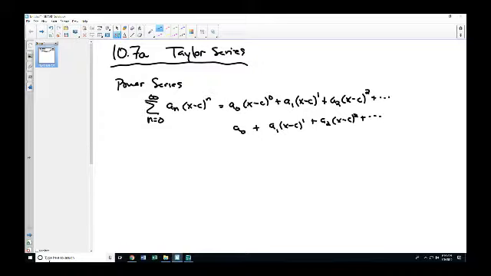What do you remember a Taylor polynomial is? Centered at c. What's the first term? Just to test. It's f of c, plus f prime of c times x minus c to the first over 1 factorial, plus f double prime of c times x minus c squared over 2 factorial.